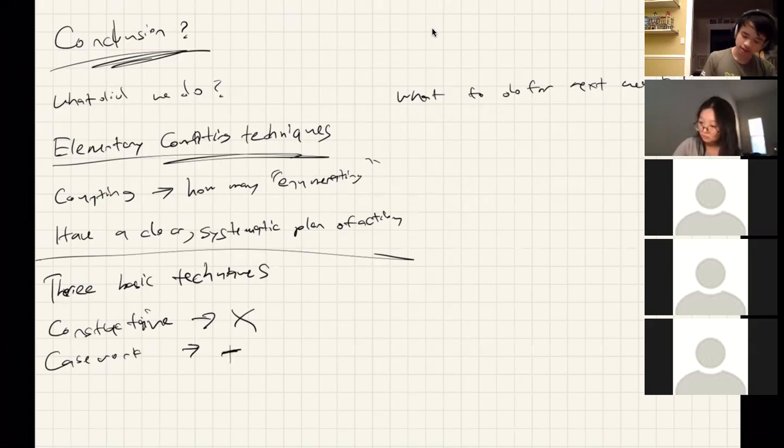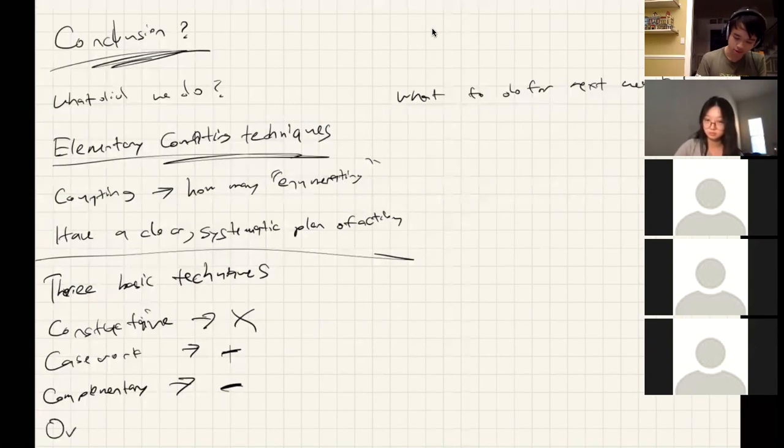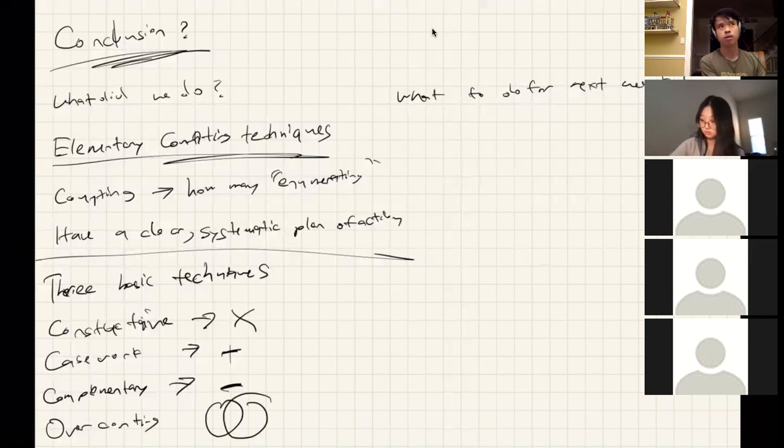And the last thing is complementary counting, which is all about subtracting. It's all about subtracting things that you don't want from the total of things. And then by subtracting things you don't want, you end up with the things that you do want. And finally, we also talked a little bit about overcounting. With overcounting, I like to think about the Venn diagram. You count one thing, you count the other thing, you subtract the things that they have in common.